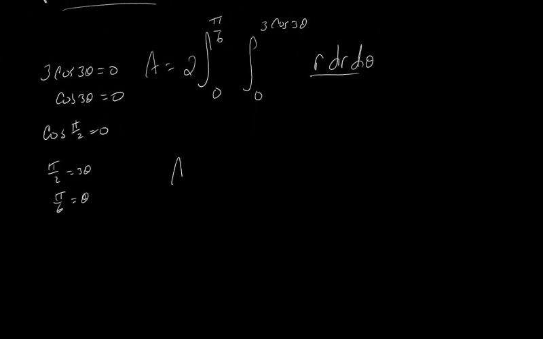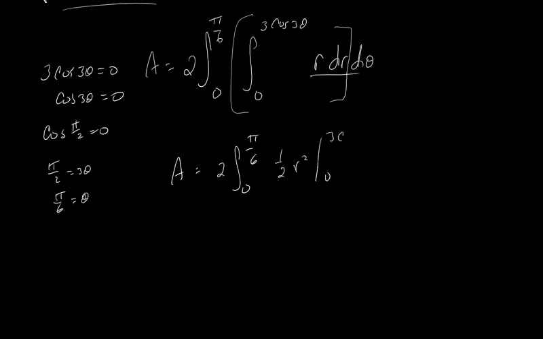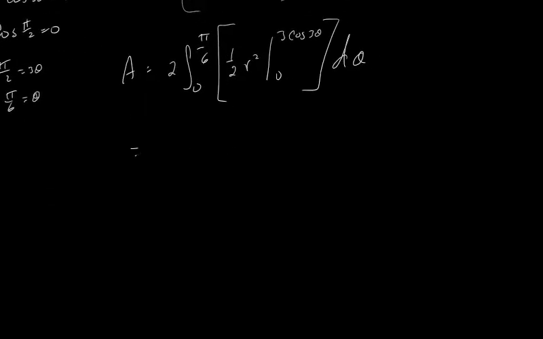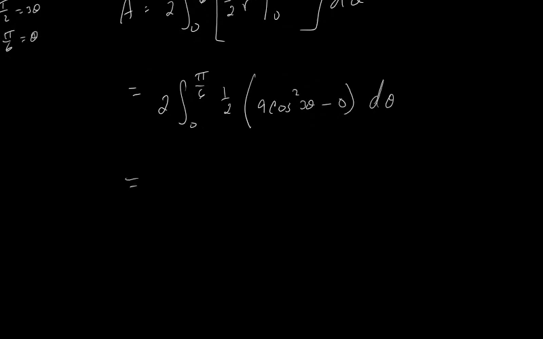So we have area equal to 2 times the integral from 0 to pi over 6 of, now we integrate r with respect to r, so that becomes 1/2 r squared, evaluated from 0 to 3 cosine of 3 theta, and then we'll integrate that with respect to theta. To simplify, 2 times the integral from 0 to pi over 6 times 1/2 times 9 cosine squared of 3 theta minus 0. If you plug in a 0, you get 0. We'll integrate that with respect to theta. Pull the fraction out, 1/2 and 2 cancel. So integral from 0 to pi over 6 of 9 cosine squared 3 theta d theta.